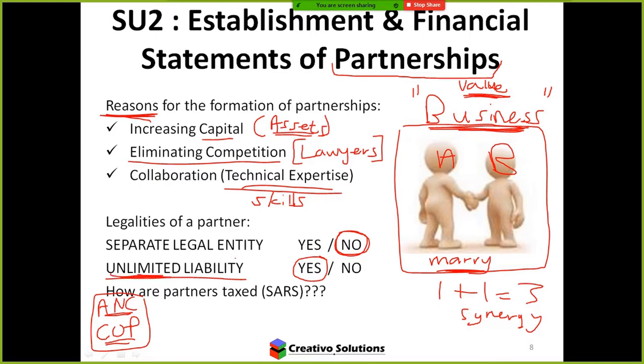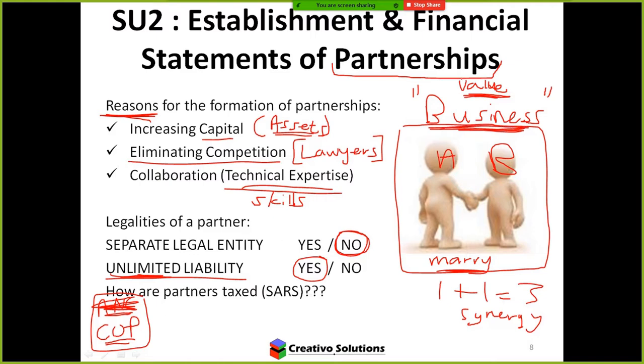In business, you don't have a choice. Whether you like it or not, there is no A and C. Forget about that in business. In business, it's jointly and severally liable. Community of property, in other words, when looking at businesses.